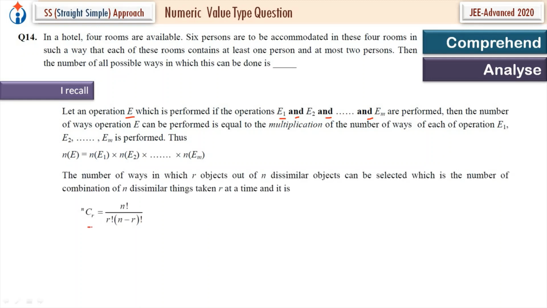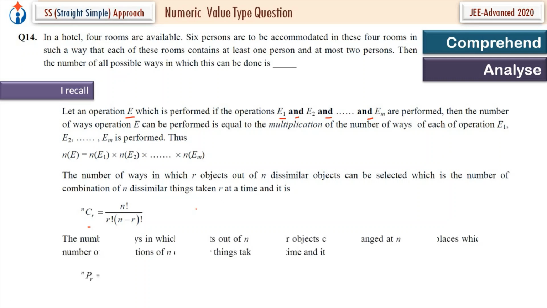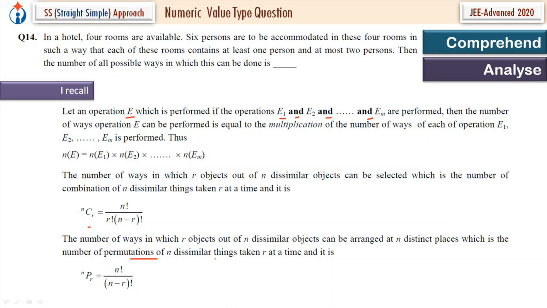And the definition of nCr: the number of combinations of n dissimilar things taken r at a time, which is the number of ways in which r objects out of n dissimilar objects can be selected. nPr: the number of permutations of n dissimilar things taken r at a time, which is the number of ways in which r objects out of n dissimilar objects can be arranged at r distinct places. So I recall these basic definitions, simple results from NCERT.